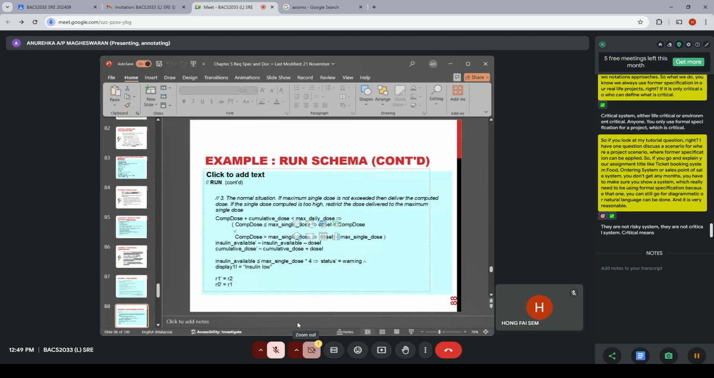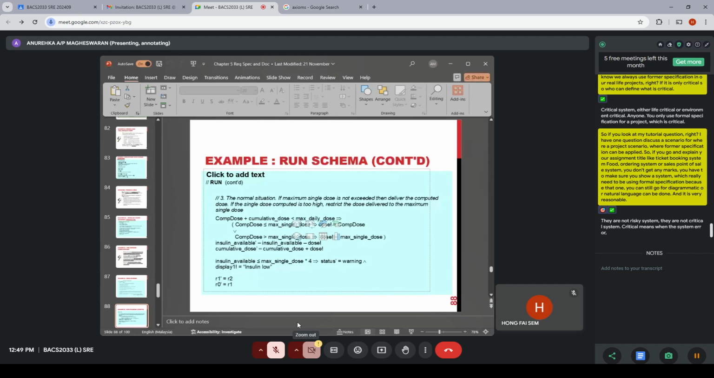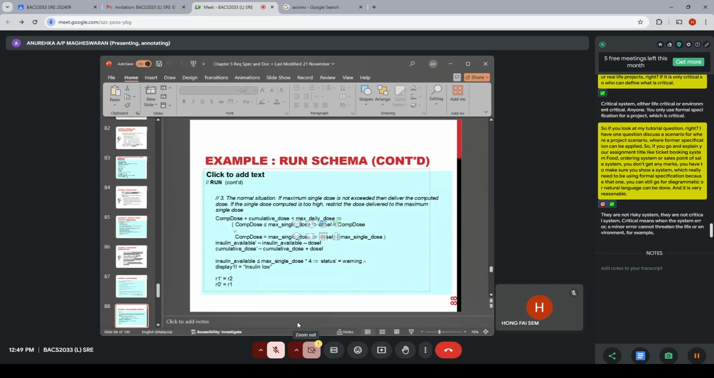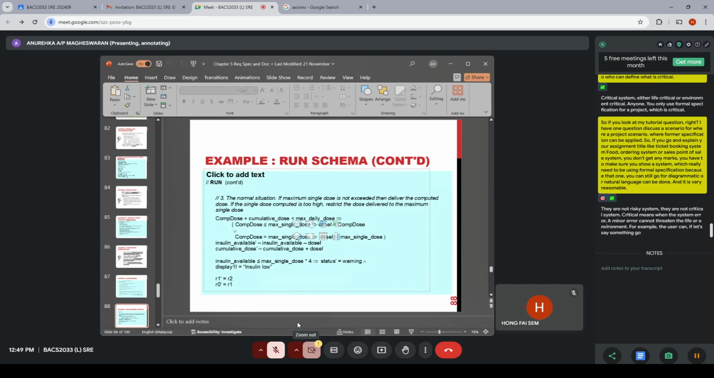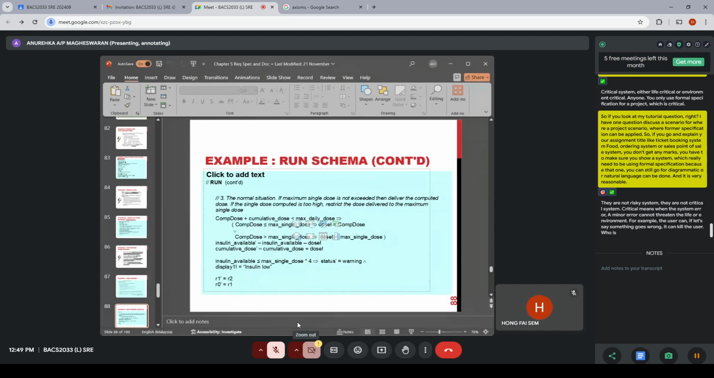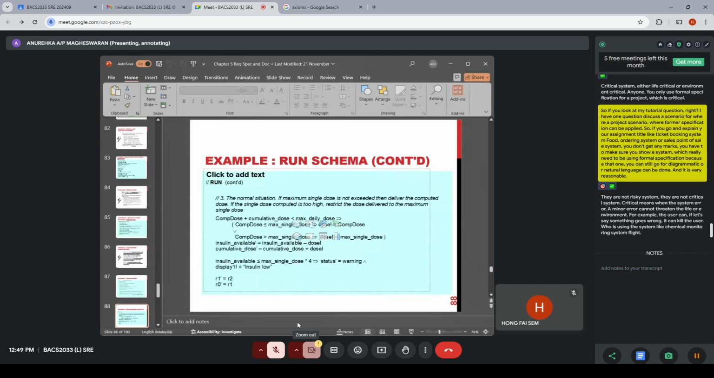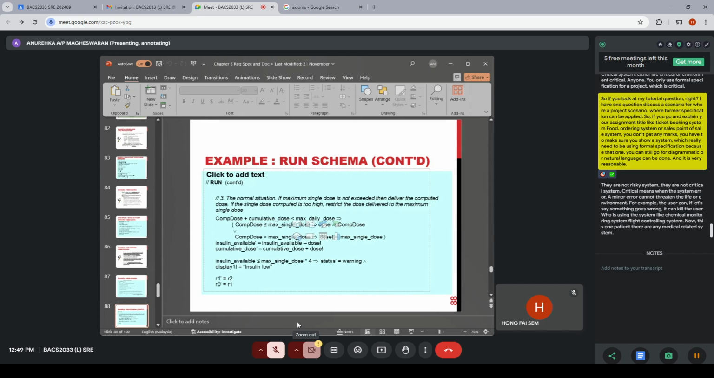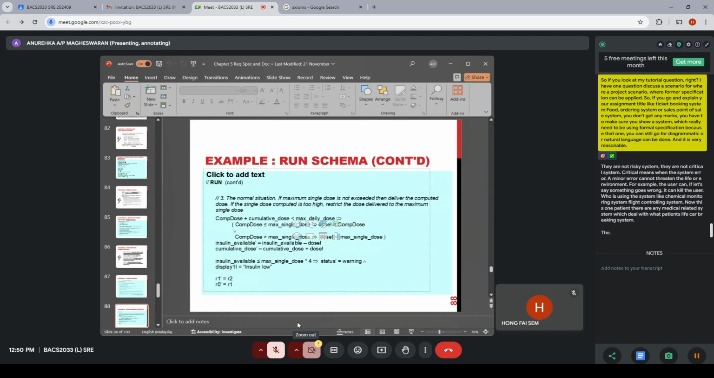Critical means when the system errors, a minor error can threaten life or the environment. For example, if something goes wrong, it can kill the user who is using the system, like a chemical monitoring system, flight controlling system. Now this one, patient, any medical related system which deals with a patient's life, car braking system, the airbag doesn't come out on time. Okay, any system dealing with a pollution detector.